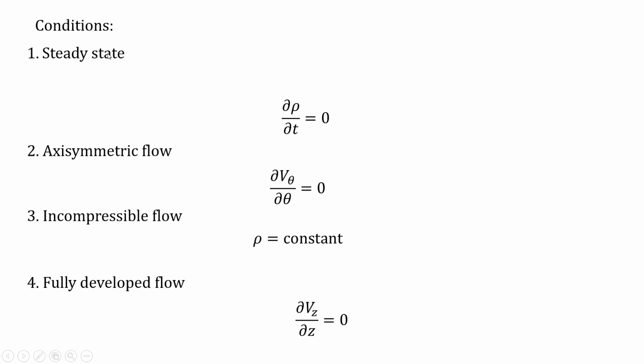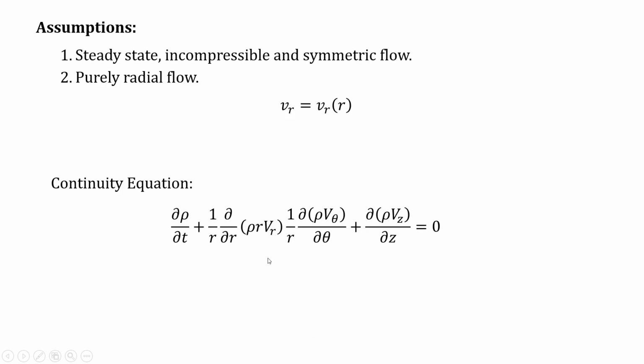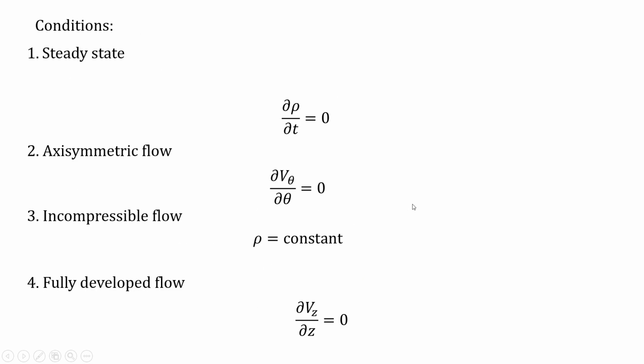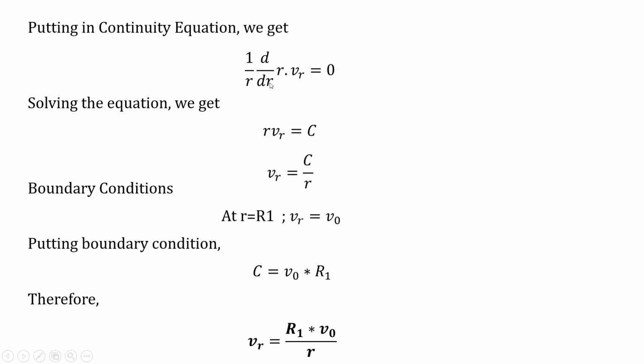Now as per conditions, the steady state implies dρ by dt is equal to 0. Axisymmetric flow implies dvθ by dθ is equal to 0. Incompressible fluid implies rho is constant, and fully developed flow implies dvz by dz equals 0. Now putting all this in continuity equation, we get 1 by r d by dr (r vr) is equal to 0, which is the second sub question of our main question. Now integrating this equation, we get Vr is equal to C by r.